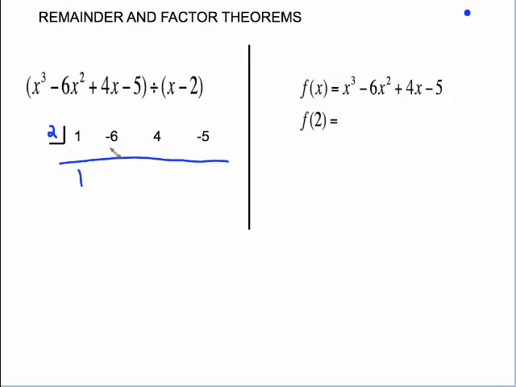2 times 1 is 2. Add these together, we get negative 4. 2 times negative 4 is negative 8. Add these together is negative 4. 2 times negative 4 is negative 8. Add and we get negative 13.